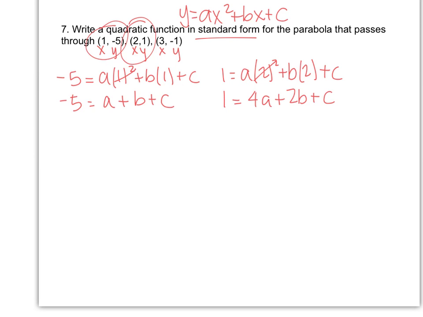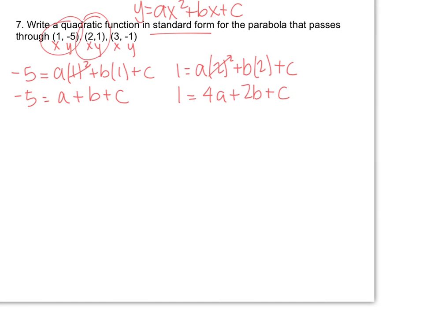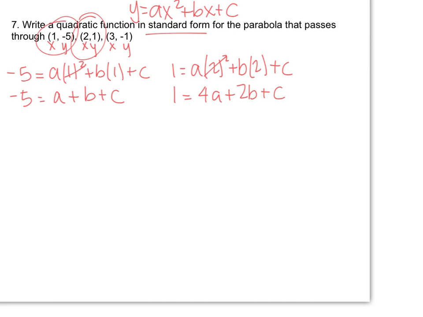Okay, so I'm going to do that for that third point also. I have some room over here. So that's going to be -1 equals a times 3 squared plus b times x, which is 3, plus c. Okay, so that's going to give me -1 equals 9a, because 3 squared is 9, plus 3b plus c.